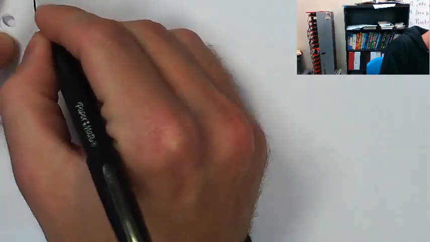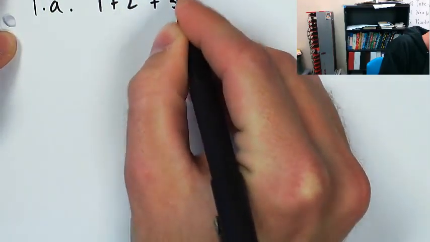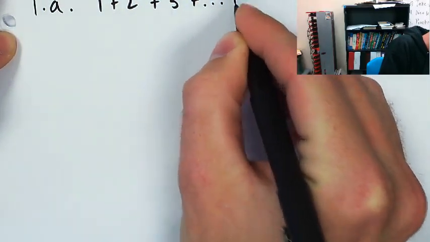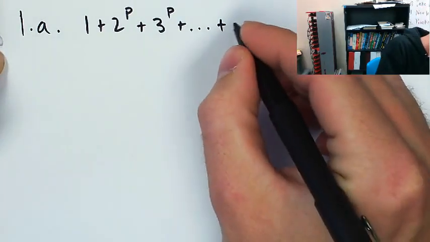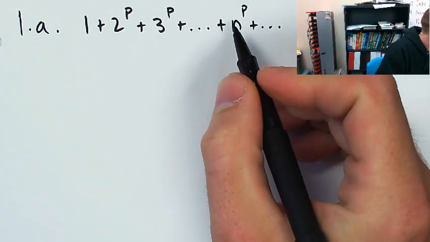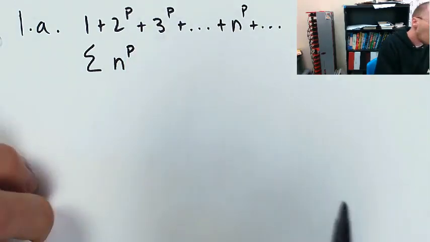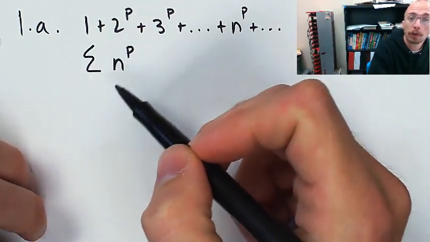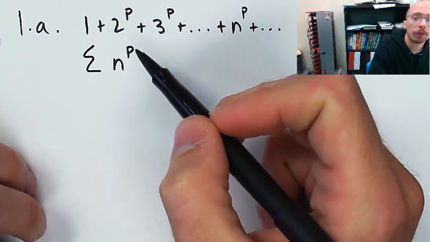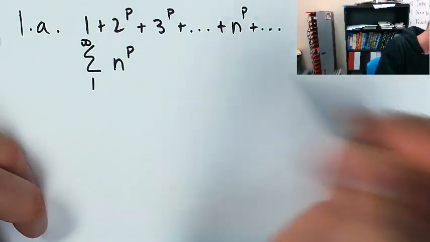So, for what values of P does the series converge? Okay, on A, I've got 1 plus 2 to the P plus 3 to the P plus ... plus, whoops, you can't even see that, that's n to the P and beyond. Okay, well, this is the sum of n to the P, okay? We know that the sum of 1 over n to the P converges when P is greater than 1. So maybe I could write this as a fraction, right? N starts at 1 and goes up to infinity.